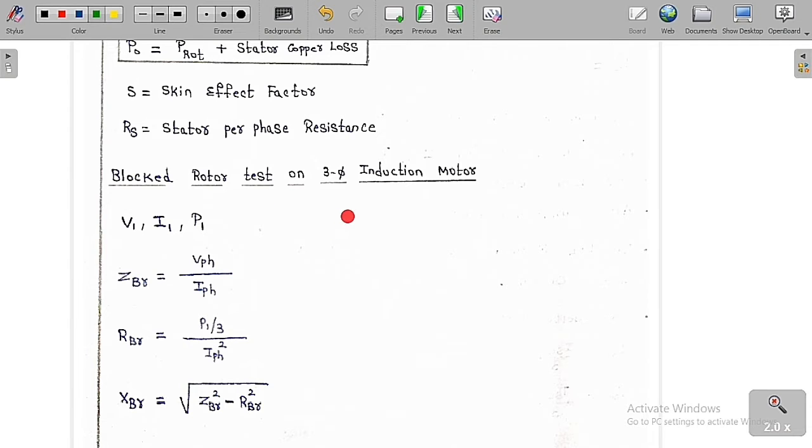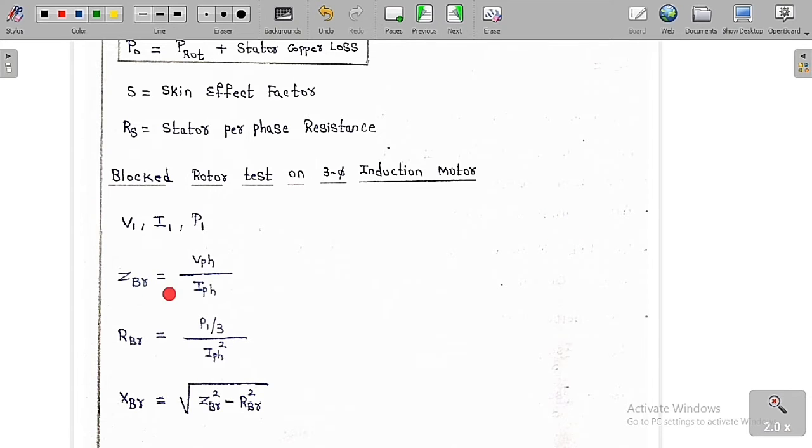And I already told you, in the equivalent circuit diagram there is R2 dash into 1 by S minus 1. As S is equal to 1 in this case, 1 by S minus 1 is nothing but 1 minus 1, which is equal to 0. So we have to do the short circuit there. The shunt branch we have to neglect. So only the series parameters are going to be present, which are R1, R2 dash and X1, X2 dash. R2 dash into 1 by S minus 1 is going to become 0, so only R2 dash and X2 dash remain.